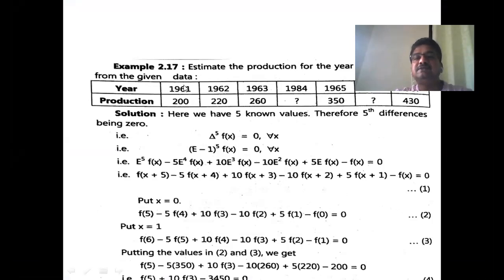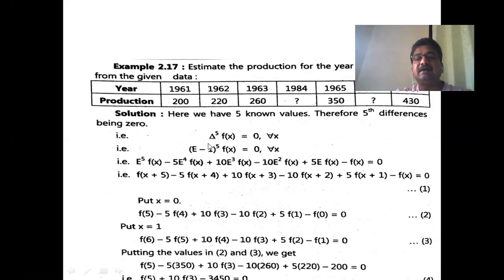We consider this row as the values of x, and the second row as the values of f(x). Here 5 values are given: 1, 2, 3, 4, and 5. So the first statement is important: 5 values are given, and therefore delta raised to 5 f(x) is equal to 0. Two values are missing.